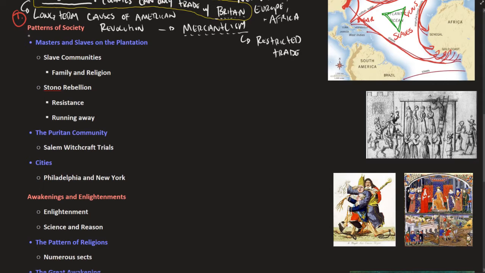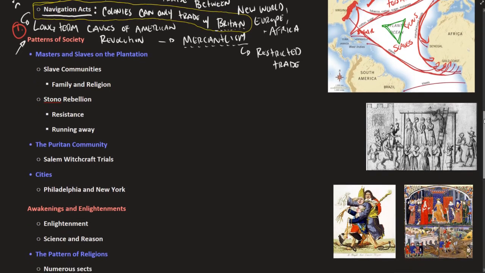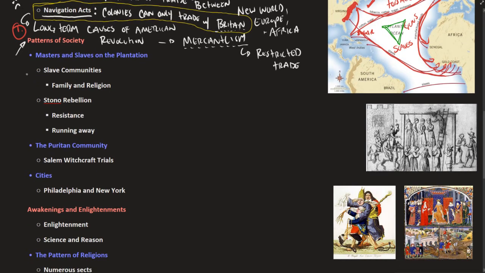Okay, so patterns of society. We'll talk a little bit on this point here. In those societies in which African slavery was the most prevalent, slave communities were very important. Family and religion, we might call these the pillars of slave society and culture.